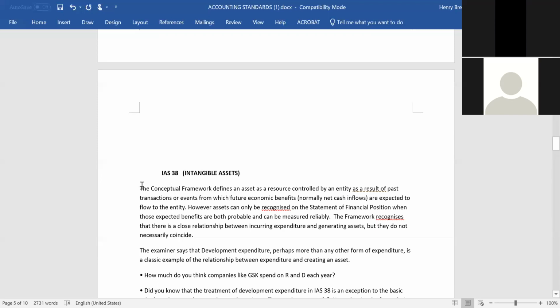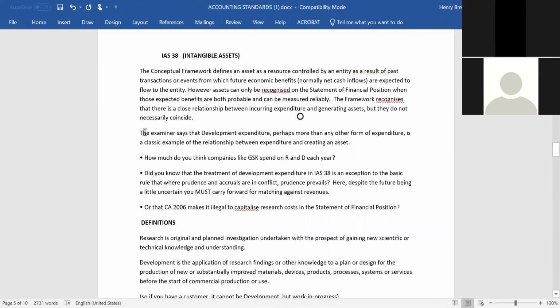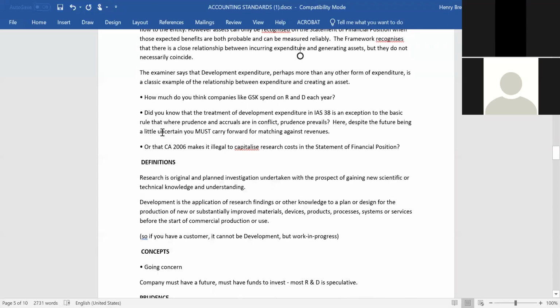The conceptual framework defines an asset as a resource controlled by an entity as a result of a past transaction or event from which future economic benefits, normally net cash inflows, are expected to flow to the entity. The framework recognizes that there is a close relationship between incurring expenditure and generating assets, but they do not necessarily coincide. The examiner says that development expenditure, perhaps more than any other form of expenditure, is a classic example of the relationship between expenditure and creating an asset. How much do you think companies like JSK spend on research and development each year?